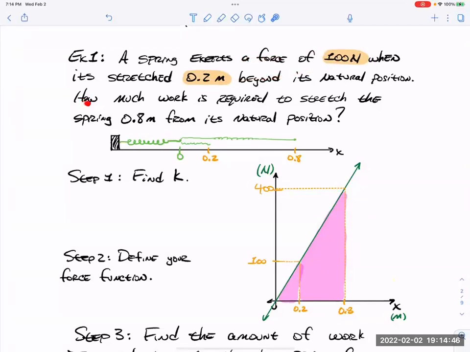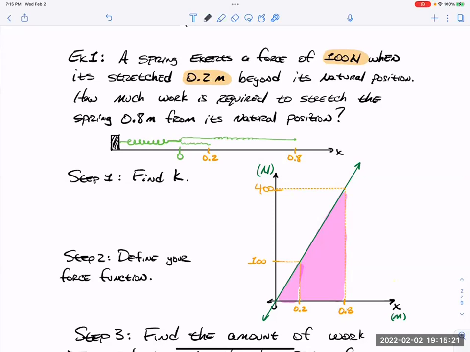And the question here is, how much work is required to stretch the spring 0.8 meters from its natural position? So they want to know what's the amount of work to stretch a spring from 0 to 0.8 meters. Okay. So the first thing we're going to do is use this given information up here to find the spring force constant. So with any of these spring problems, that's the first thing you're going to do. And you might have done this in algebra if you remember here.